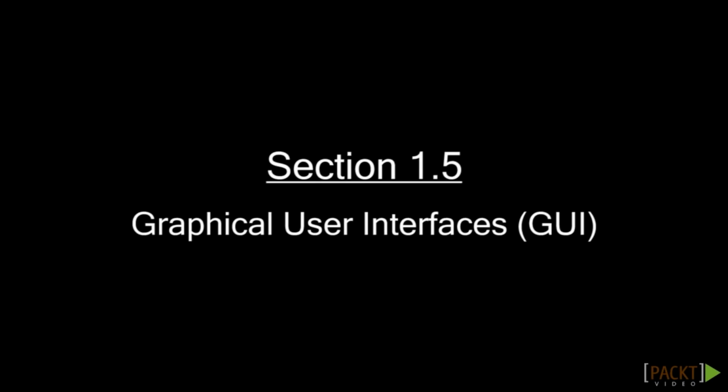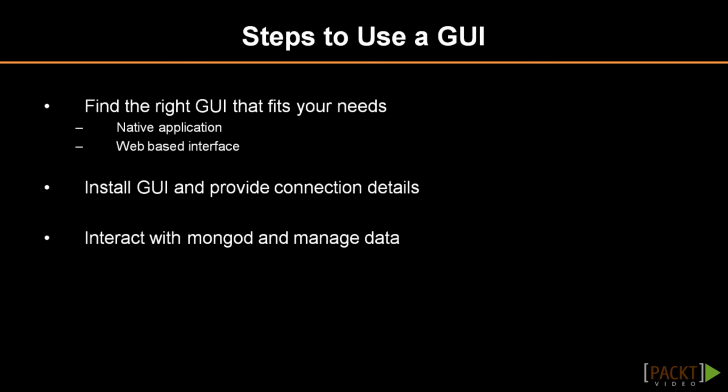In this video, we're going to look at a graphical user interface. While the command line client is powerful and standard across all platforms, some people feel more comfortable with a graphical interface. For that reason, we'll take a look at what's available. There are two primary types of GUI, native application and web-based. We'll choose one GUI and install it to get a feel for how they work. Finally, we'll run some of the queries that we did in the command line video.